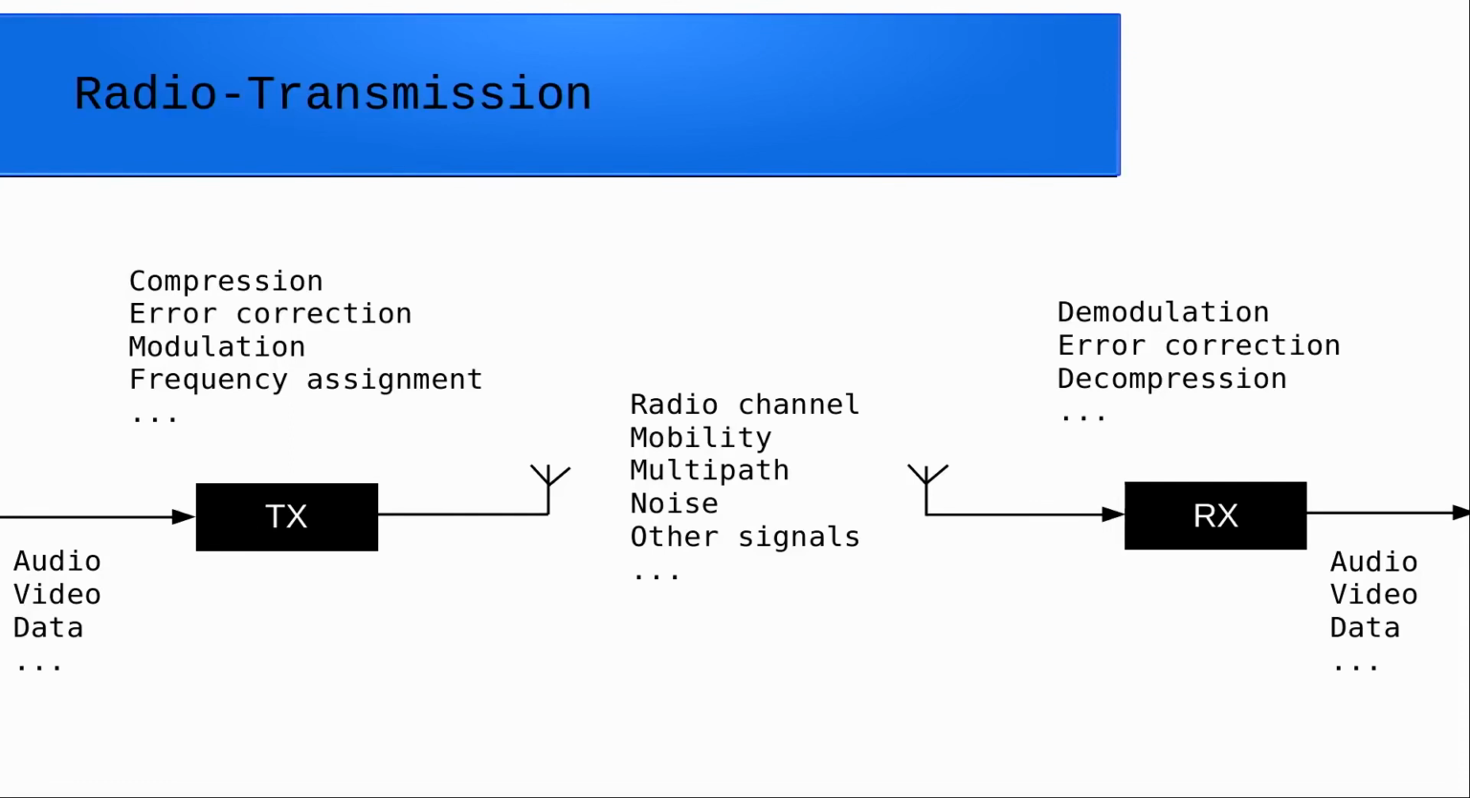Sometimes you have mobility if you move. You have multipath propagation. You always have some noise added. And often there are also other signals in the air which also share the channel. And then at the other side, it goes the other way around. You get the demodulation, error correction if there are errors, and the decompression. And hopefully out comes your original audio or video signal or the data you had transmitted.